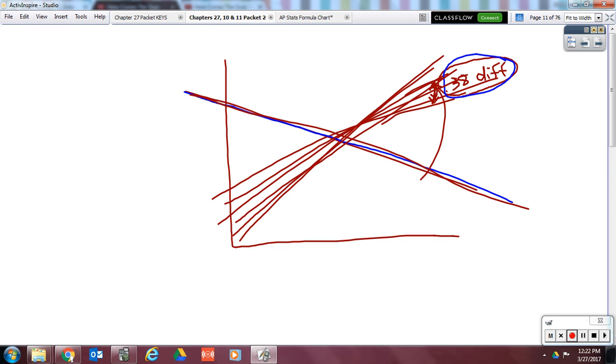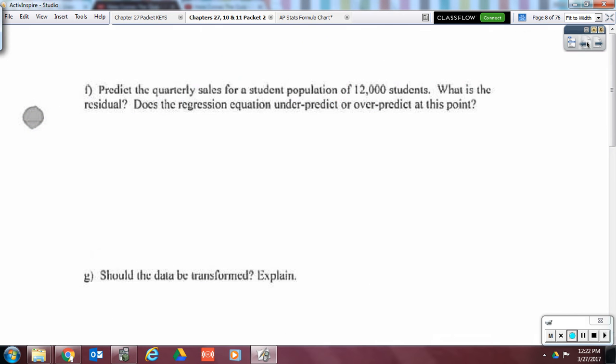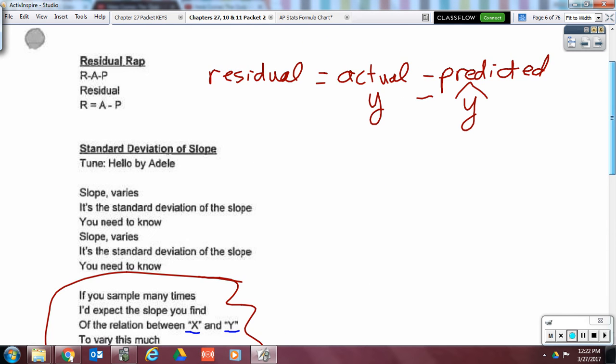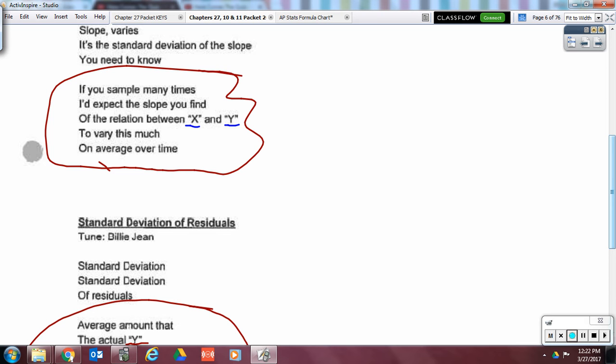Okay. So in summary, if you sample many times, I'd expect the slope you find of the relation between height and volume to vary this much on average over time. So that is your interpretation of the standard deviation of the slope.